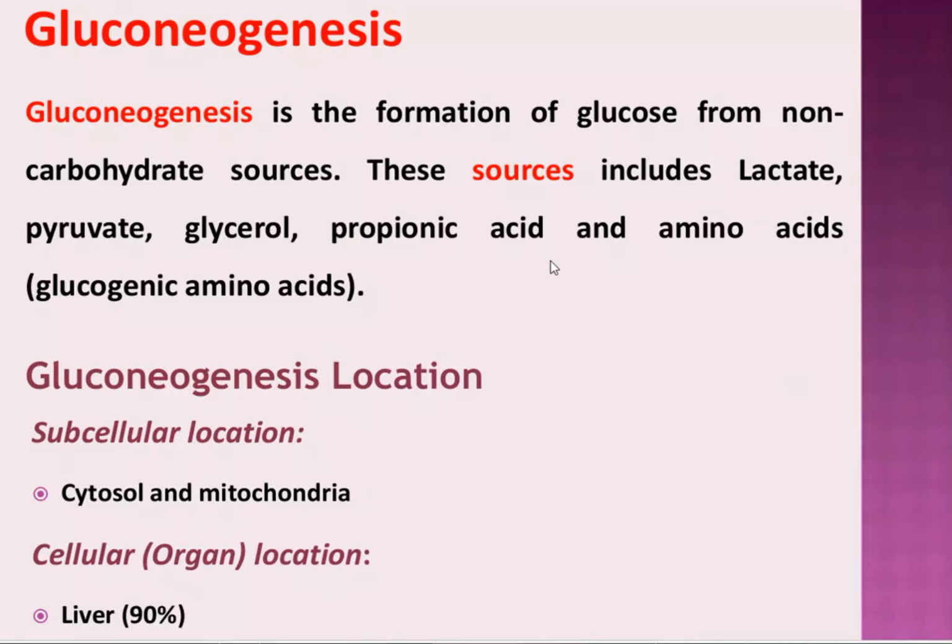Today we will discuss the gluconeogenesis process: the definition of gluconeogenesis, the site of gluconeogenesis, and the total steps of the gluconeogenesis process. First of all, gluconeogenesis is the formation of glucose from non-carbohydrate sources. These sources include lactic acid, lactate, pyruvate, glycerol, propionic acid, and amino acids, like the glucogenic amino acids.